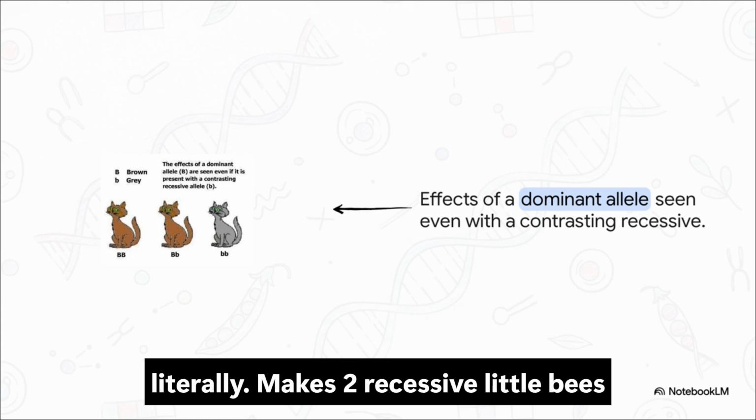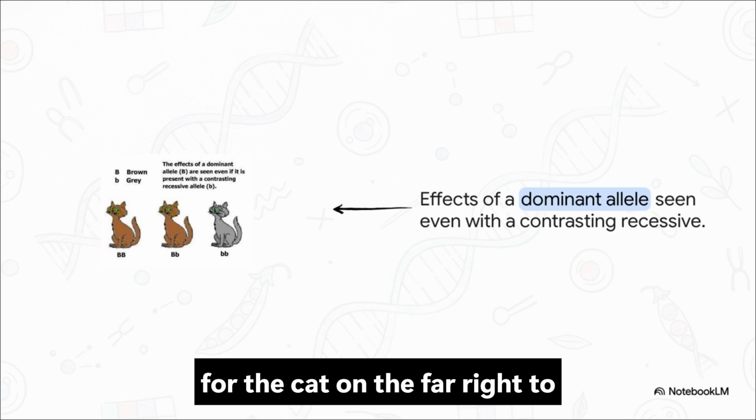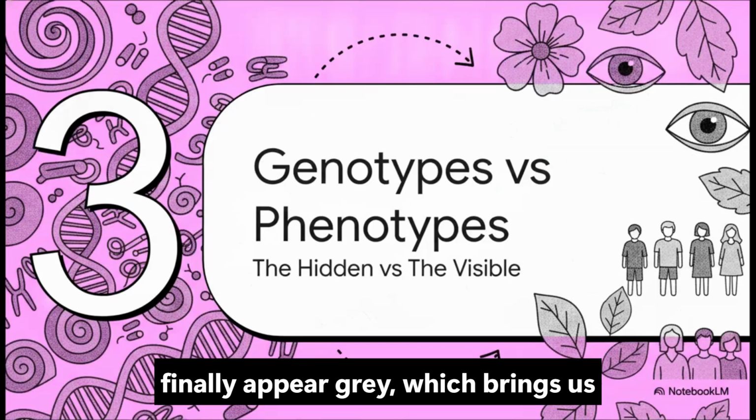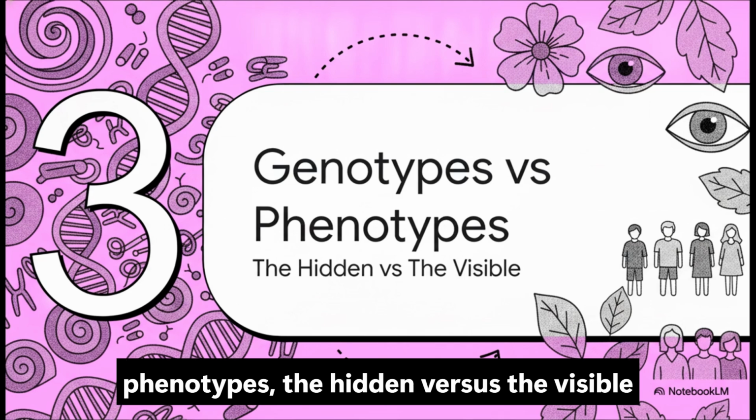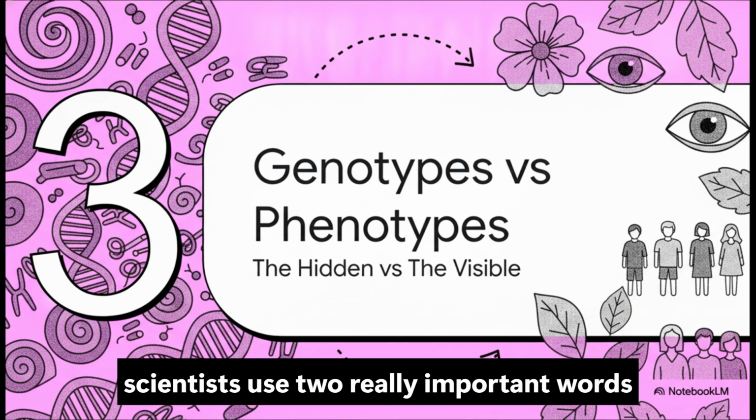It literally takes 2 recessive little b's for the cat on the far right to finally appear gray. Which brings us perfectly to Section 3, genotypes versus phenotypes, the hidden versus the visible.